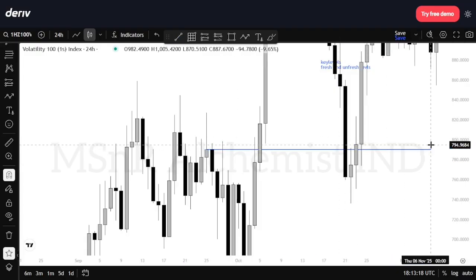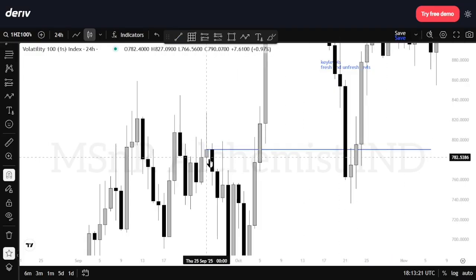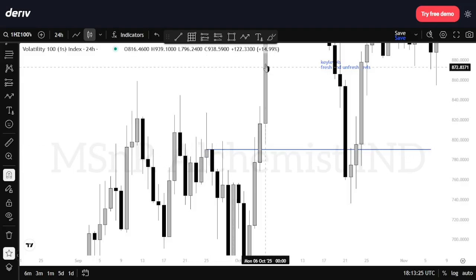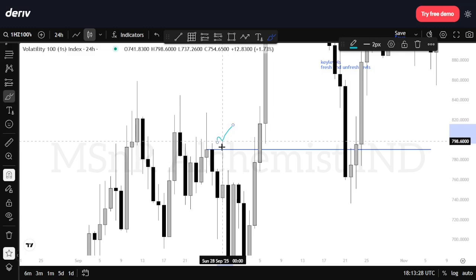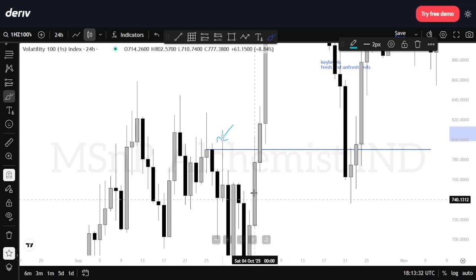I'm marking this. See, we have a resistance. Where is the first use? Here is the first use. Here this candle makes it unfresh, the first use, and it's become unfresh.